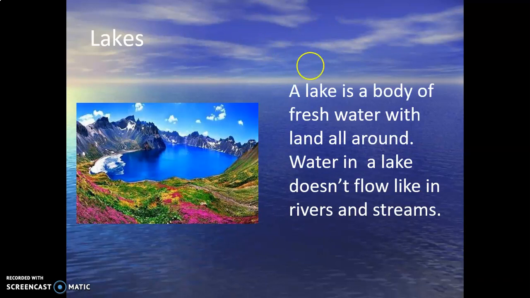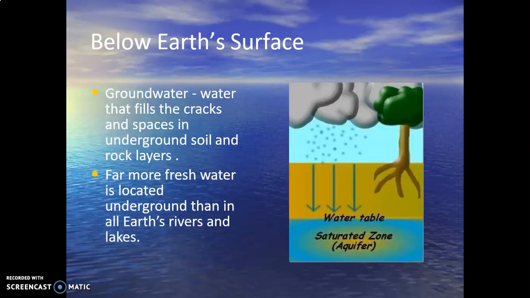Lake. A lake is a body of fresh water with land all around it. If you see here, all around this body of fresh water is land. That's why we call it a lake. And keep in mind that water in a lake does not flow like it does in rivers and streams.